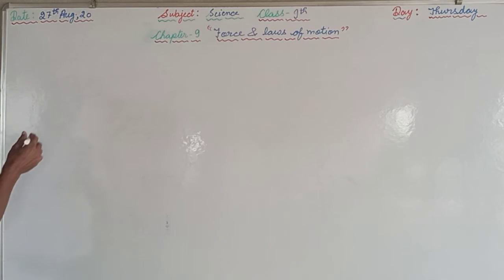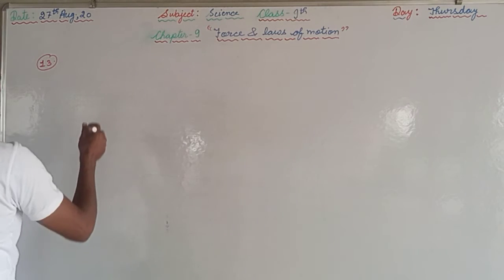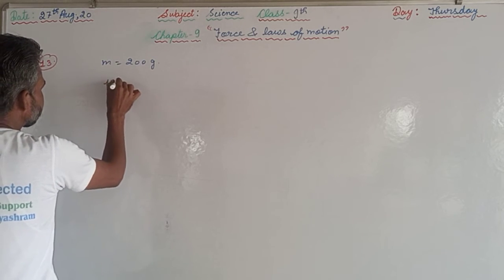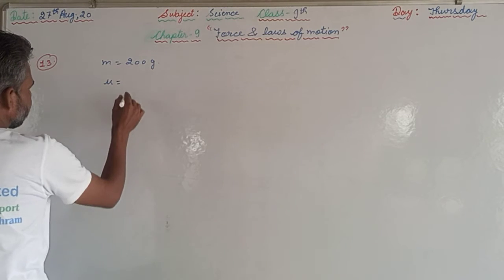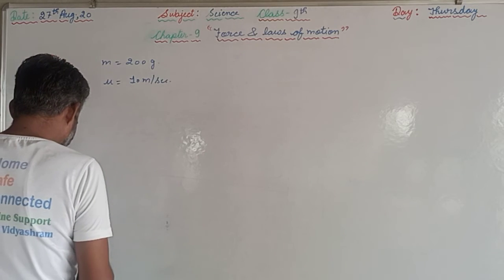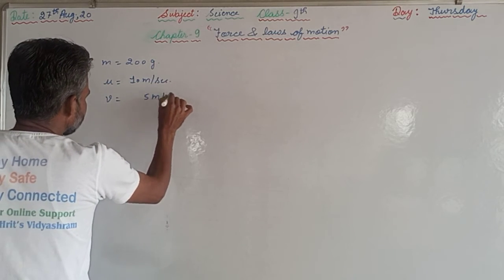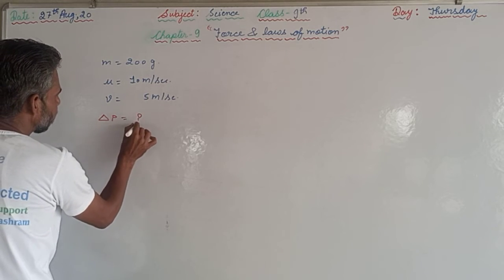So question number 13 is there, in which mass of the ball is given. Mass of the ball is 200 grams and initial velocity is given, that is 10 meter per second, and the final velocity is given, that is 5 meter per second. We are supposed to find the change in momentum delta P.